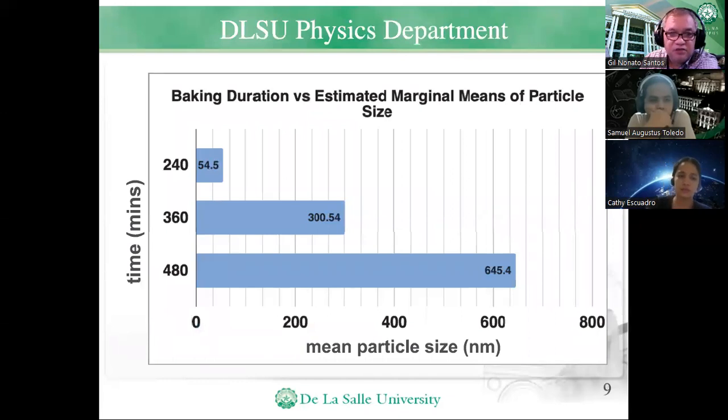So the baking duration versus the estimated marginal means of particle size for 240, 360, and 480 minutes. Which means that the longer the baking duration, the larger the particle size is, di ba? Compared to when you have a small baking duration, because you can have actually less than 100 nanometers. So which means that you can produce ultra-fine particles if you have a shorter baking duration, compared to when you prolong the baking time. Actually, it's an established process that we have in the lab.